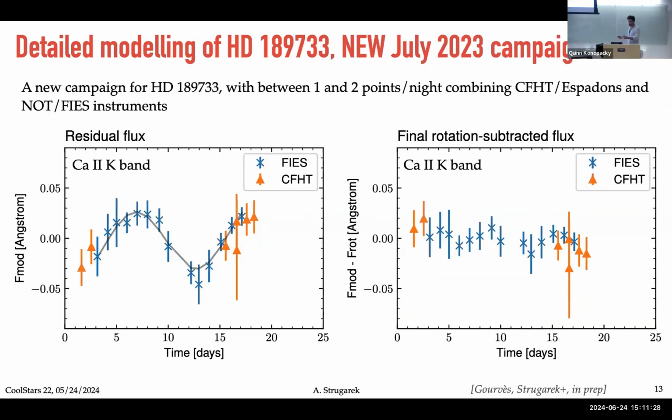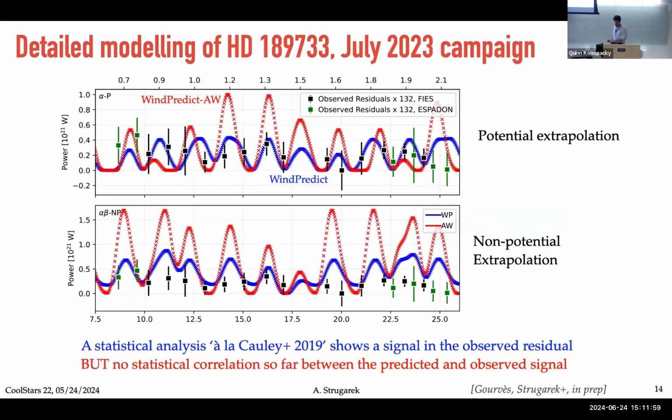So what we wanted to do is conduct a new campaign last summer in 2023 over the month of July, combining different instruments. This is from the FIES instrument at the Nordic Optical Telescope and ESPaDOnS at CFHT. We took points in the calcium II K band here, where we see a nice modulation with the rotation of the star. If you take the residual of that, as was done by Coley, you get this signal. And we did the same thing, because thanks to ESPaDOnS data we were able to get a ZDI map. And we did this study.